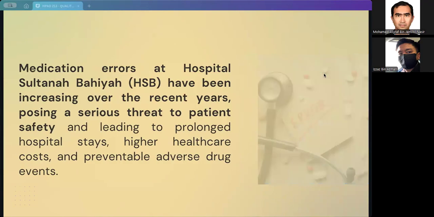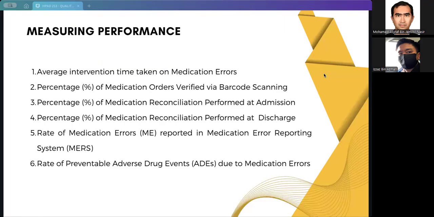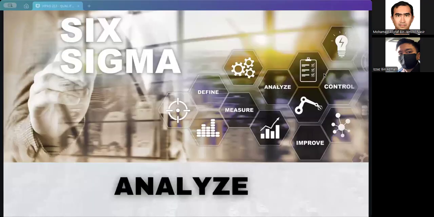Moving on to the next component of Six Sigma, which is measure, already presented previously, which includes these six components: the average intervention time taken on medication error, the percentage of medication orders verified via barcode scanning, the percentage of medication reconciliation performed at admission and also discharge, the rate of medication errors reported in the medication error reporting system, which is the MERS, and also the rate of preventable adverse drug reactions.